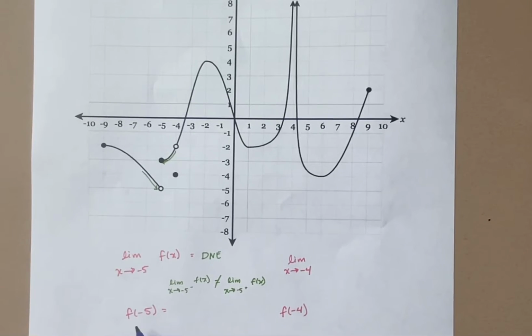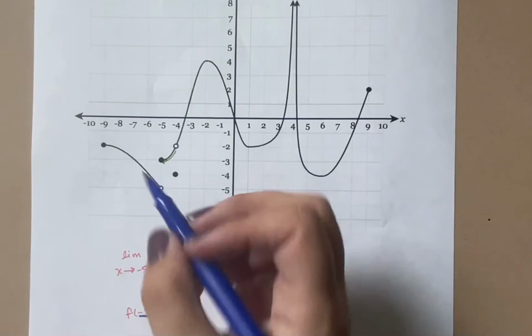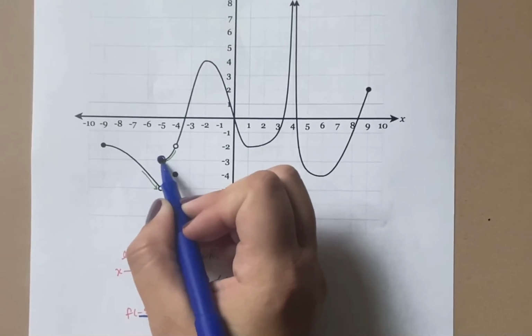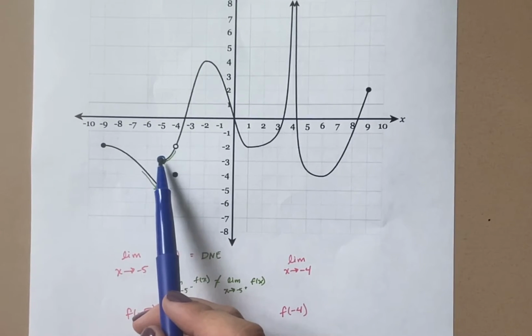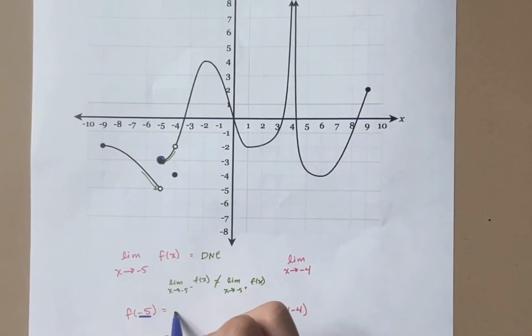This is different than f of -5. F of -5 is asking, when x is -5, what is the defined y value of the function? And for that, we look at where there's a closed circle. Here there is one closed circle, and that has a y value of -3.